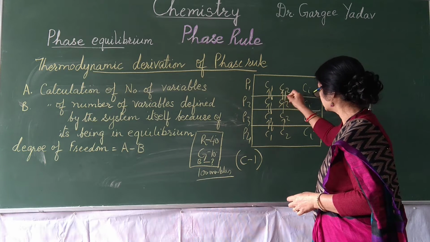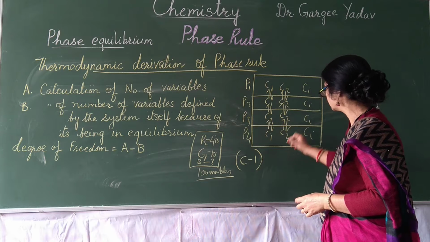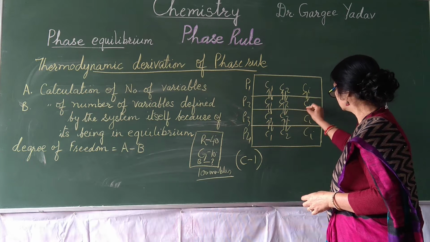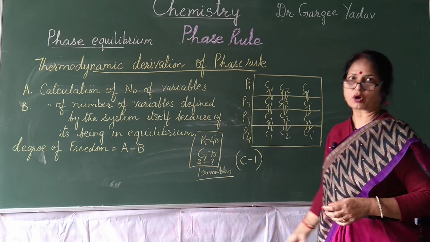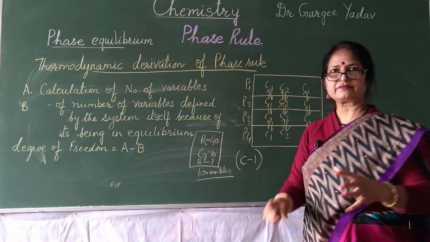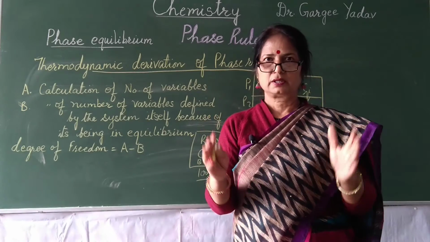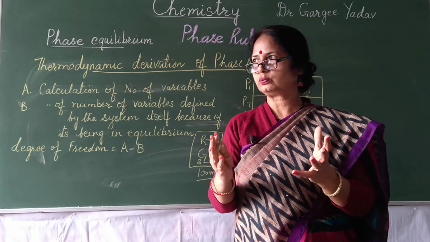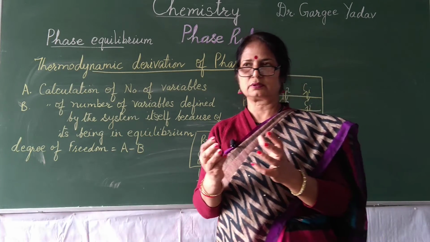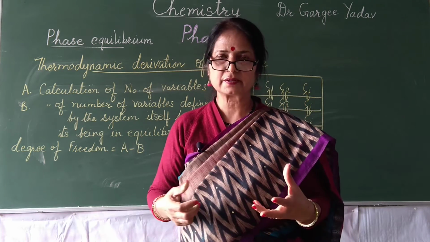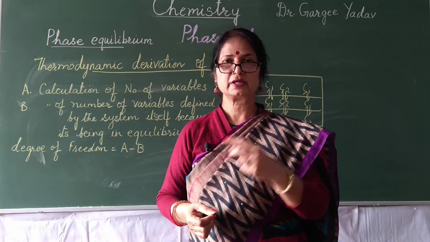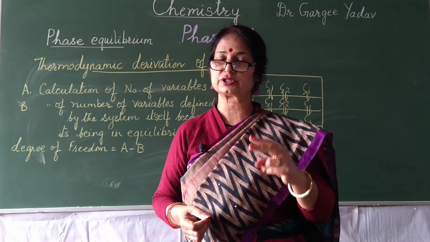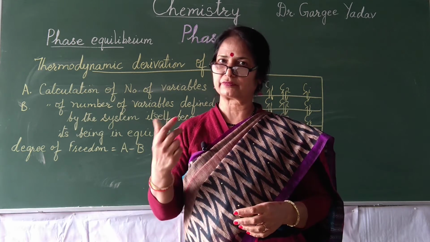But let me first explain it to you for your understanding. To make it easy and comprehensible for you, consider a single phase. In a single phase, suppose there are two components, then if we know the concentration of one, we can calculate the concentration of the other. If there are three components, if we know the concentration of two, we can calculate that of the third one.